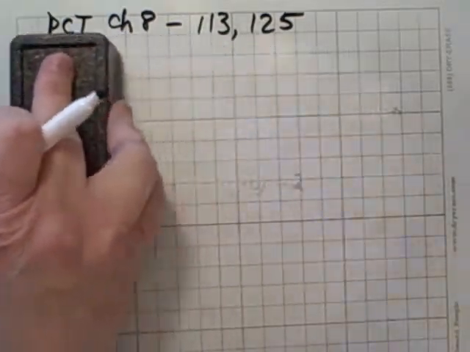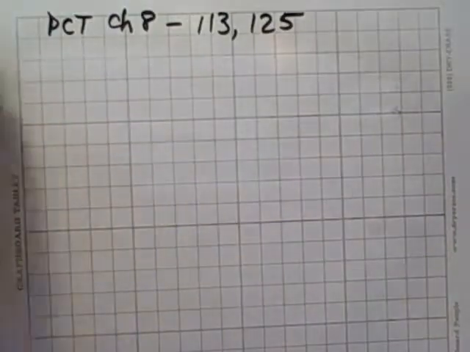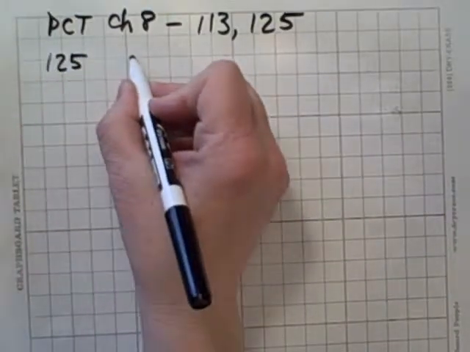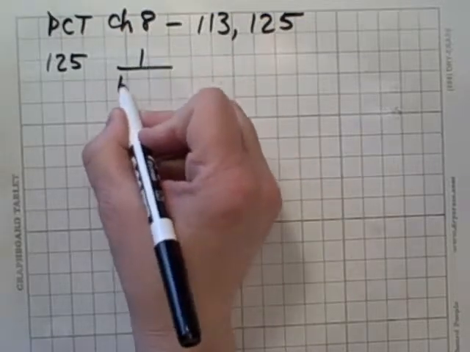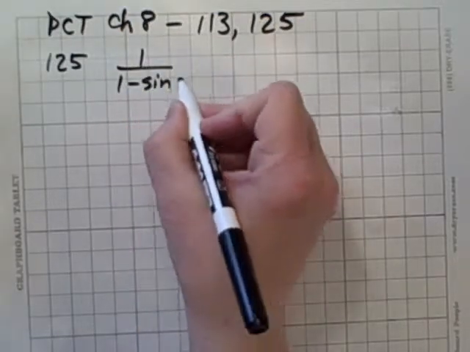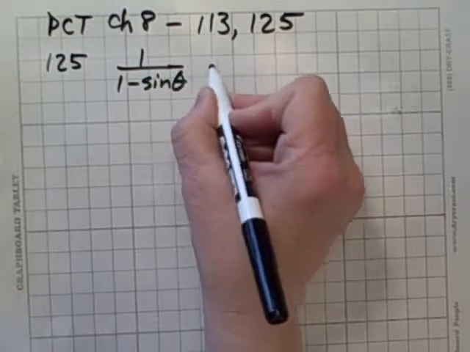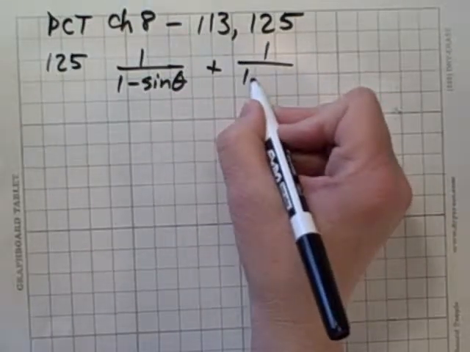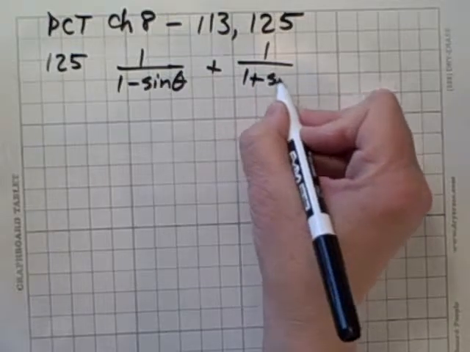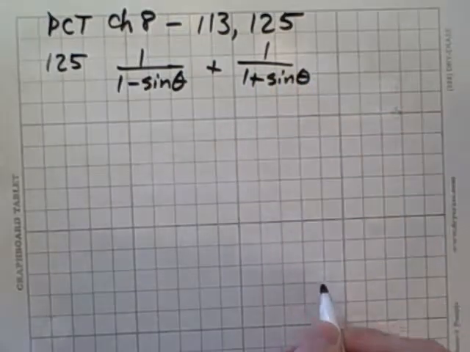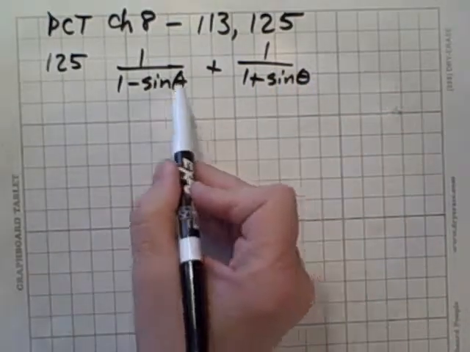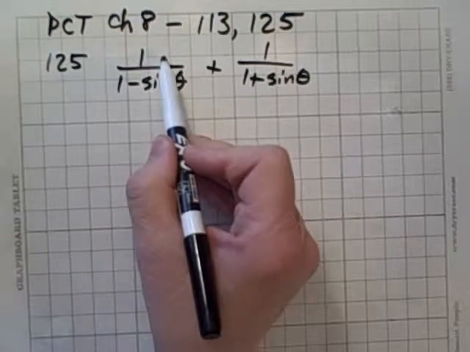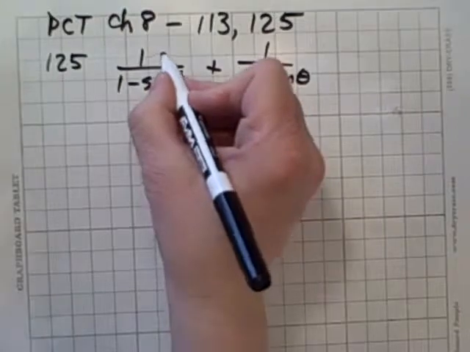Number 125 involves trig. So it begins with 1 over 1 minus the sine of theta. And we are adding the fraction 1 over 1 plus the sine of theta. We would go ahead and get a common denominator in order to add those. So this one we'd multiply top and bottom by 1 plus sine.